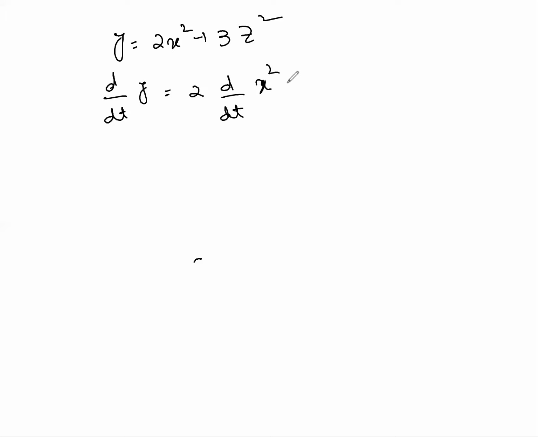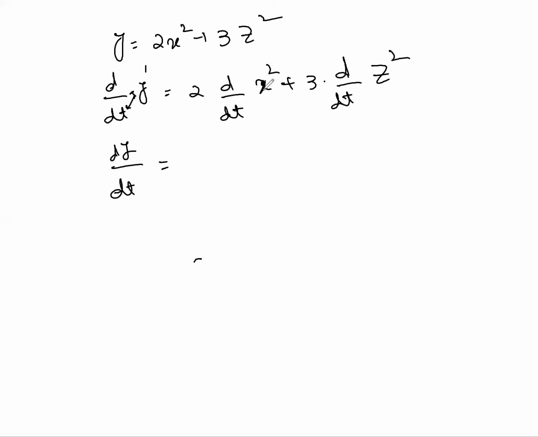Let's say you are given a function y equals 2x square plus 3z square. We want to find its derivative with respect to t. So d by dt of y equals 2 d by dt of x square plus 3 d by dt of z square. We always take the derivative of the power as we used to. Since here the power is 1, and these two variables are different, its derivative will be dy by dt.